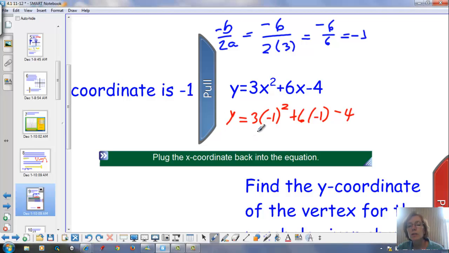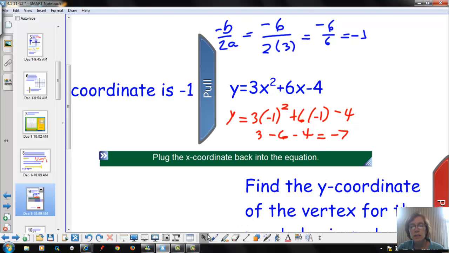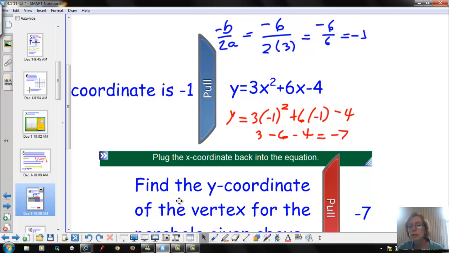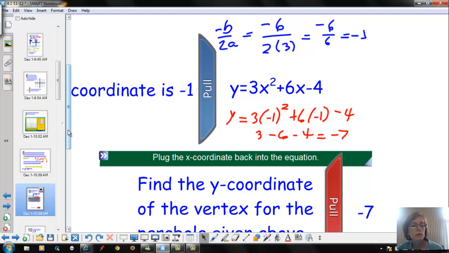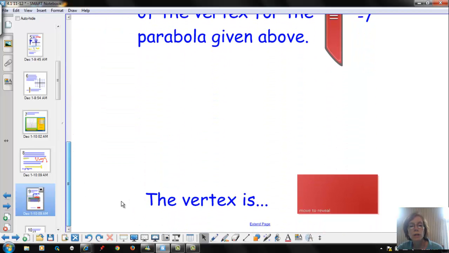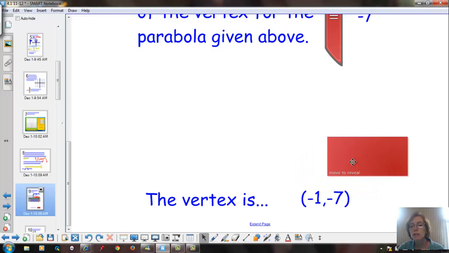And that's going to give us 3 times a positive 1, that's 3, minus 6, minus 4. So we end up with a negative 3 minus 4. I'm thinking it's going to be a negative 7. Let's see if that is correct. Yes, it is. Negative 7 is the y-coordinate. So the vertex is negative 1, negative 7. So that's how you find the vertex, the very important vertex for a parabola in standard form.